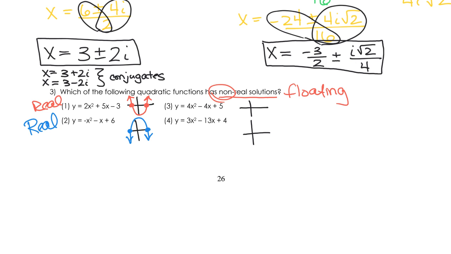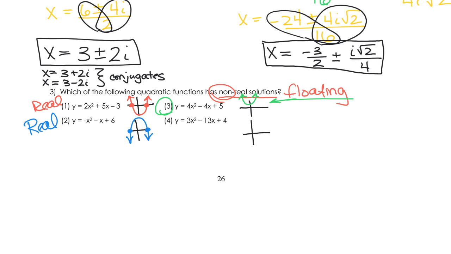In number 3, when I graph number 3, my parabola looks something like this. And you guys can see right here, that's what I mean by floating. It has no x-intercepts, but it still has x equals solutions. It's just that they're going to have i in them, and they're going to be imaginary, which is the same thing as what non-real is. And so choice 3 is my answer.